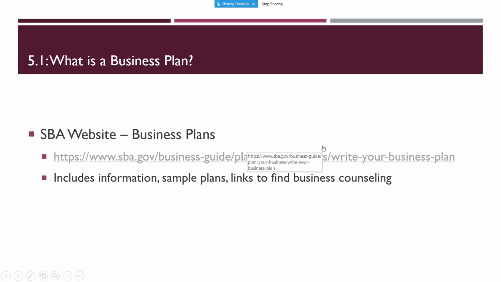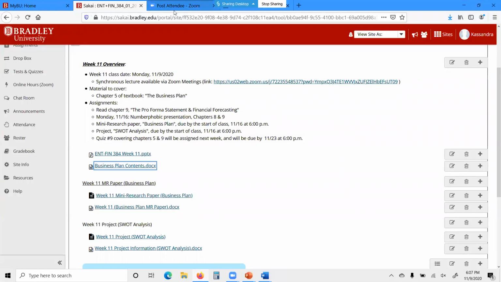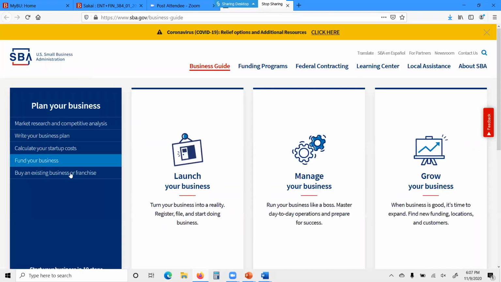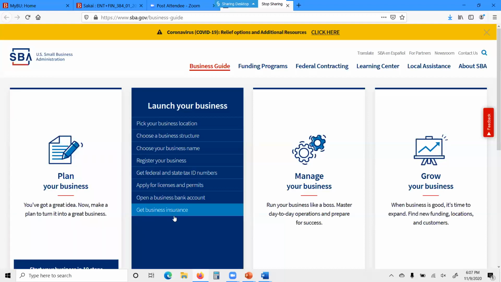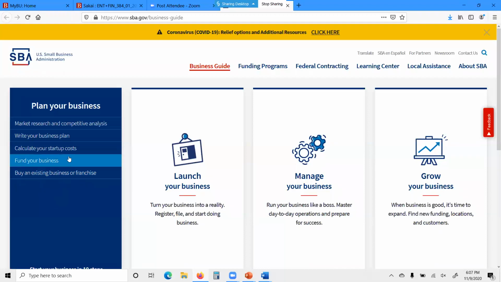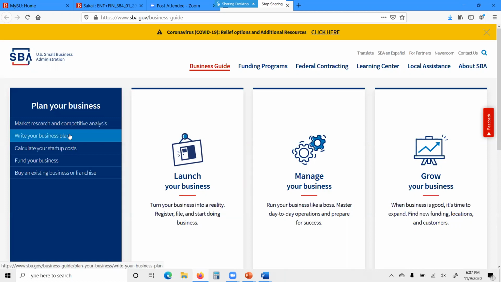There is a good link on the Small Business Administration's website, an area called the SBA Business Guide. I actually brought it up on the web here. There's information about planning a business, launching, managing, and growing. In the planning section, the second item down, if you scroll over the drop-down list here, is writing a business plan.